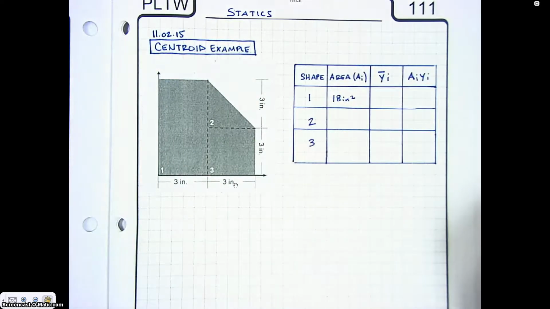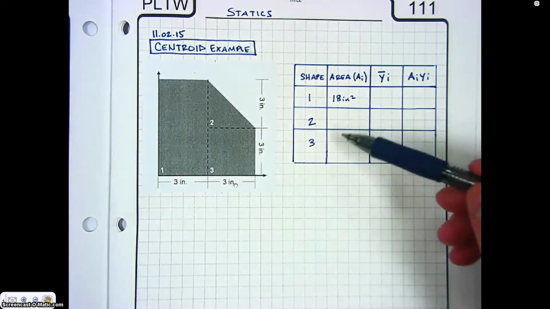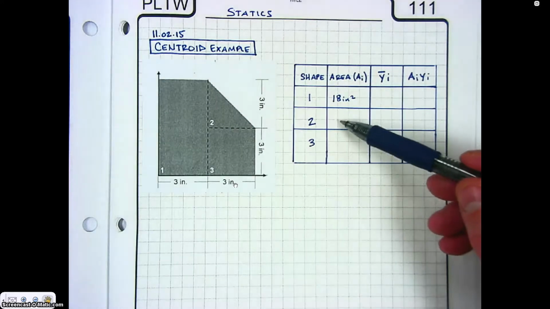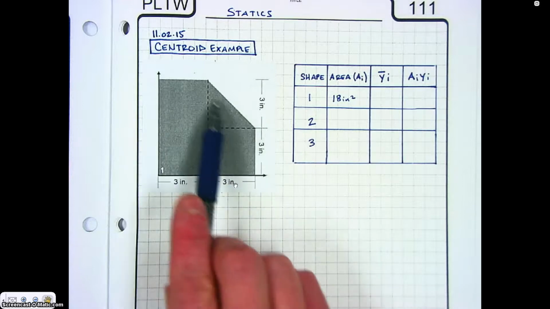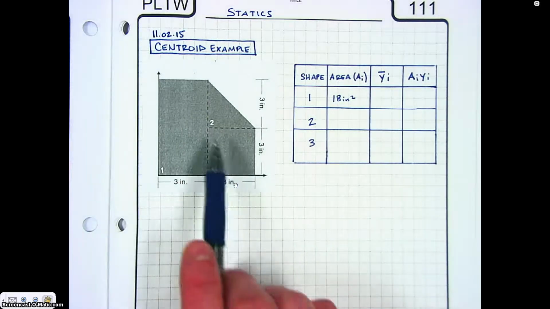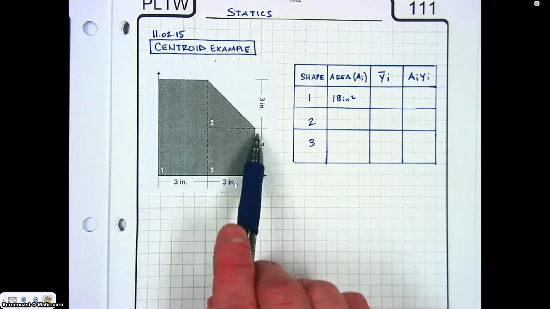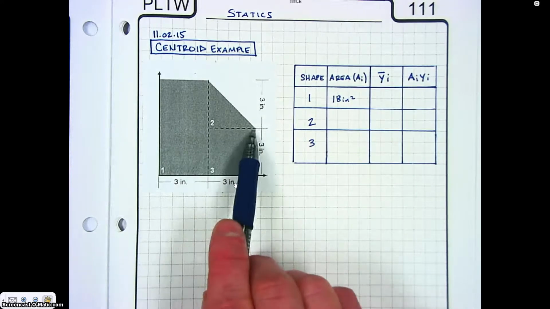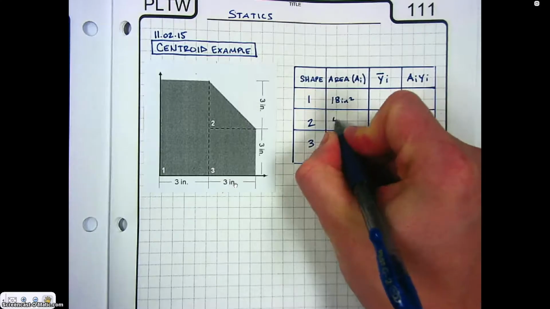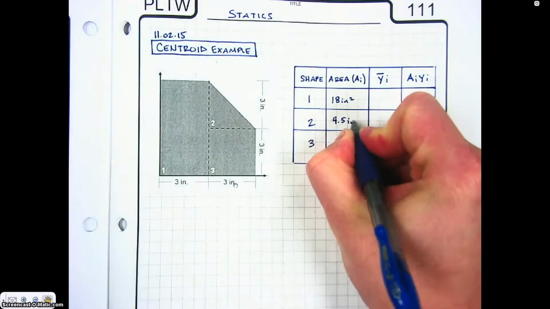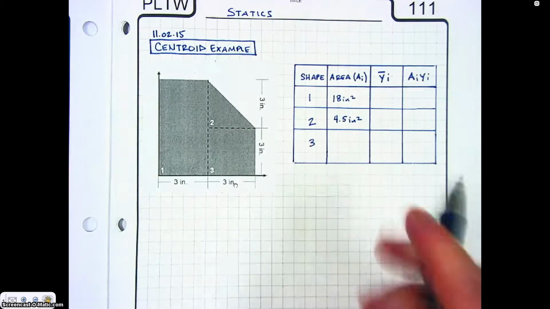And so if we multiply 6 times 3, we get 18 inches squared. Okay. The next centroid shape we need to calculate is shape 2. So we need to calculate the area of this triangle. The formula is 1/2 the base times the height, so the base is 3, divided by 2 is 1.5 times the height, and we get 4.5 inches squared for that shape.